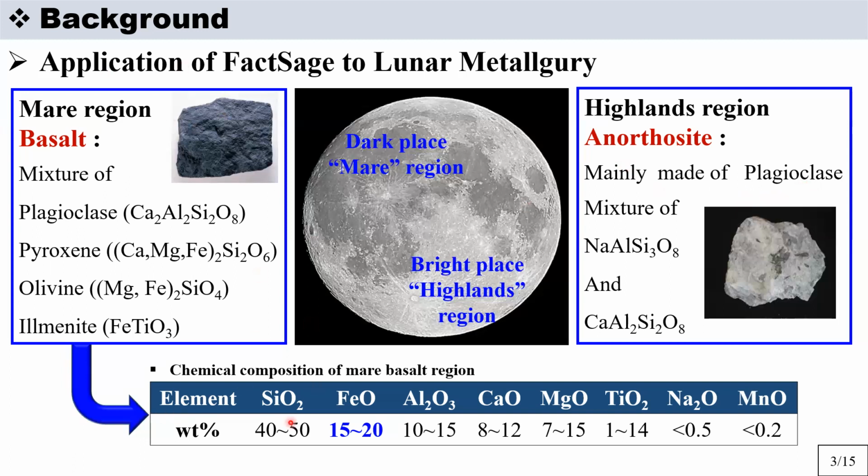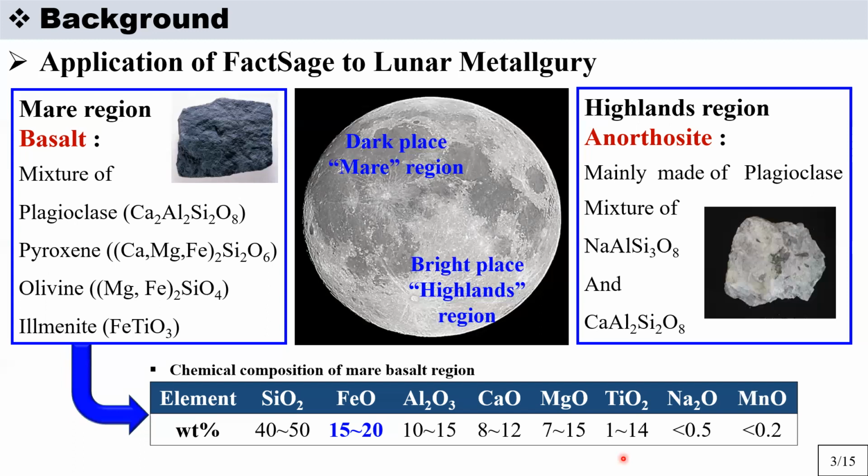As you can see, mare contains various metal components such as iron and titanium. So we are focusing on the mare basalt region for lunar metallurgy. This table shows the chemical composition of the mare basalt region. Silicon oxide is the main component, and iron oxide is about 15 to 28%. In particular, titanium oxide is also contained in the basalt, and the content of titanium oxide varies greatly depending on the location. At this time, our goal is to extract metals from the mare basalt region for lunar metallurgy.